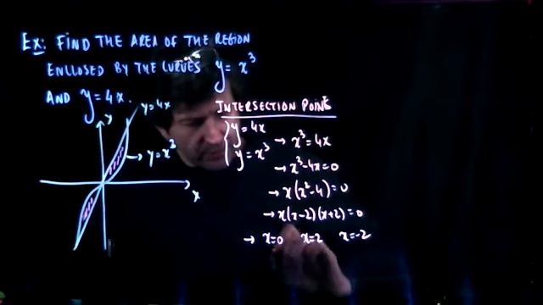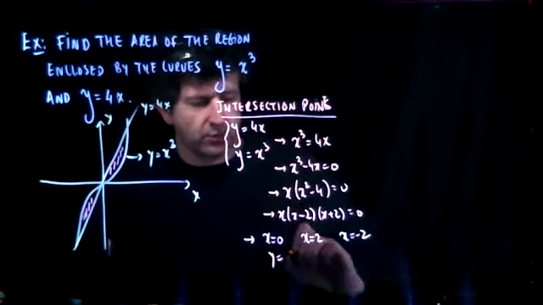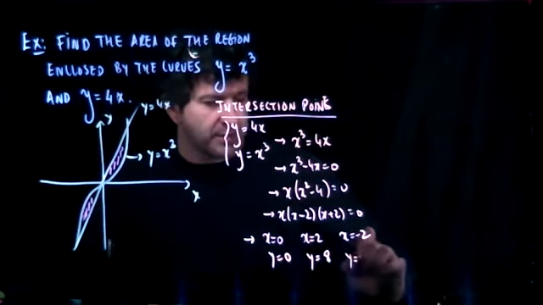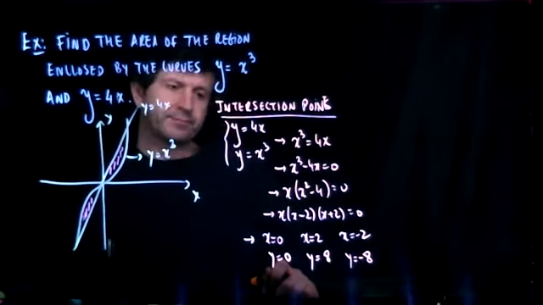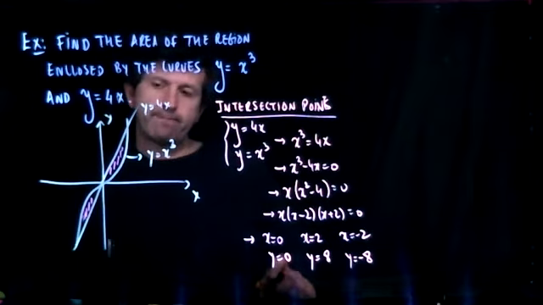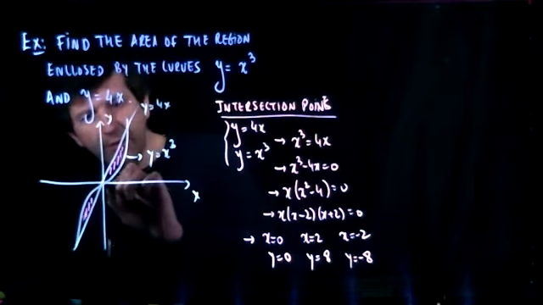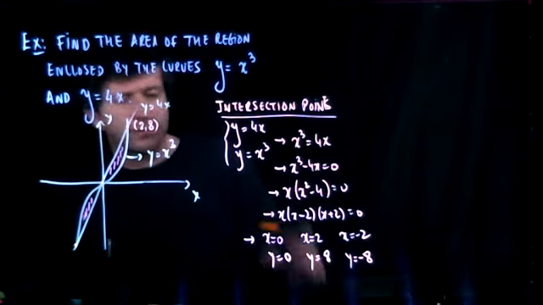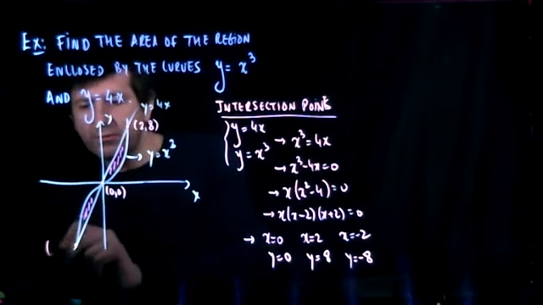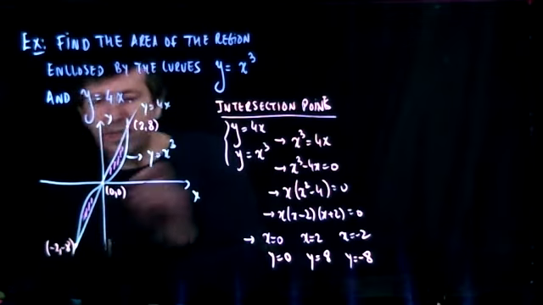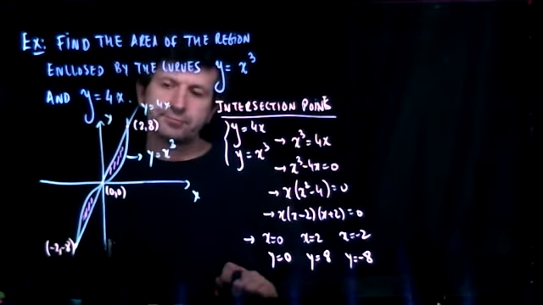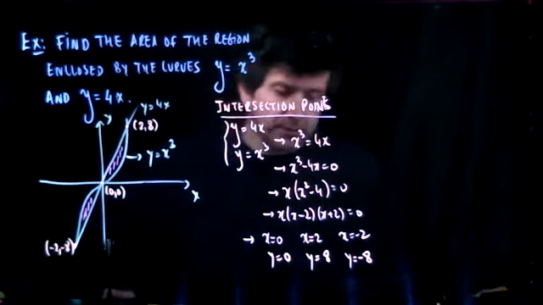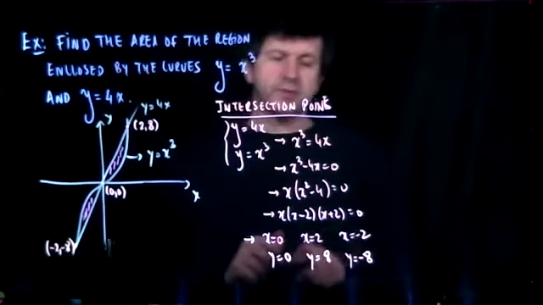If x is 0, then y is 4 times 0, that's 0. If x is 2, y is 8. And if x is negative 2, y is negative 8. So I found my 3 intersection points, which are (2, 8), (0, 0), and (-2, -8). Do you have any questions?